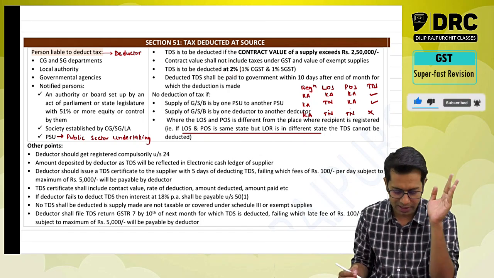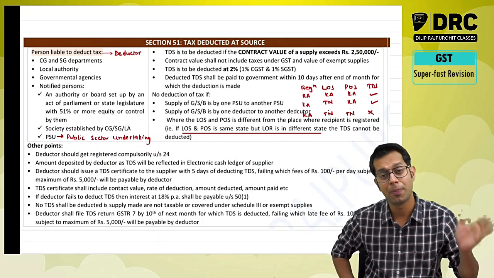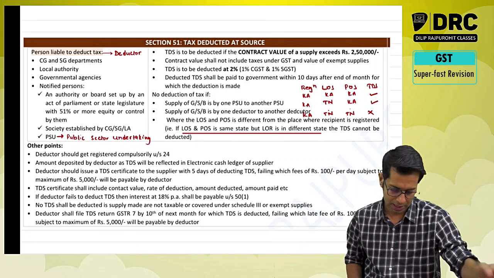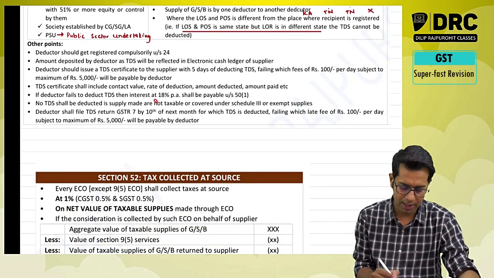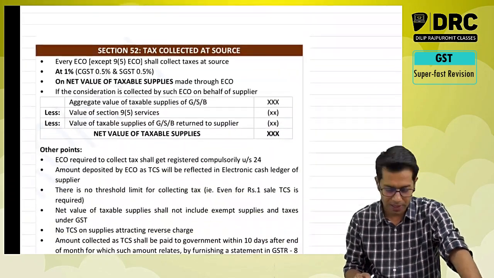Whatever taxes they are deducting, they should deposit it with the government within the due date. What is the due date? Within the 10th of the next month. If they don't deposit, sir, 18% interest will be levied.